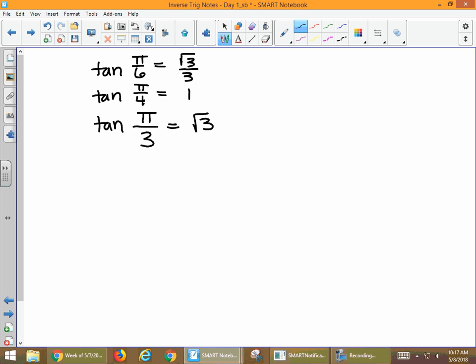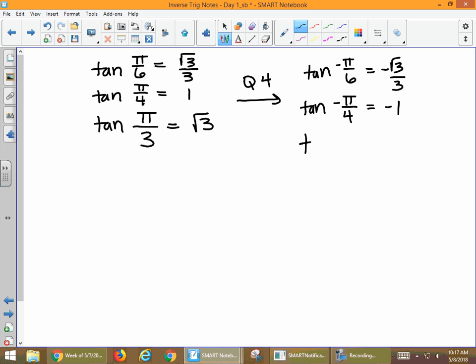In quadrant 4 for tangent, those negatives are going to make these negative. Tangent of negative pi over 6 is negative radical 3 over 3. Tangent of negative pi over 4, negative 1. Tangent of negative pi over 3 is negative radical 3.